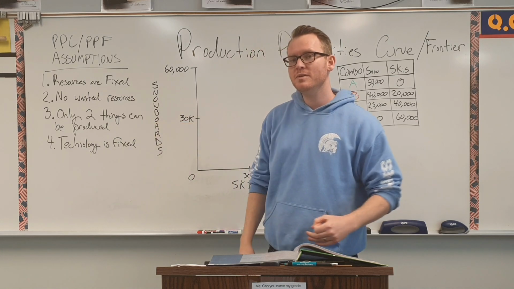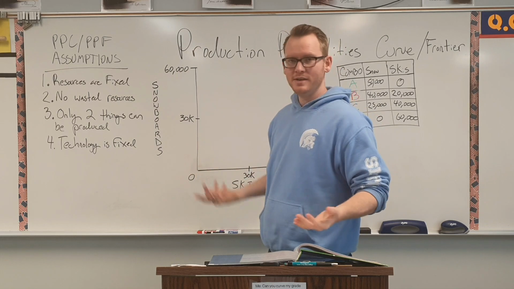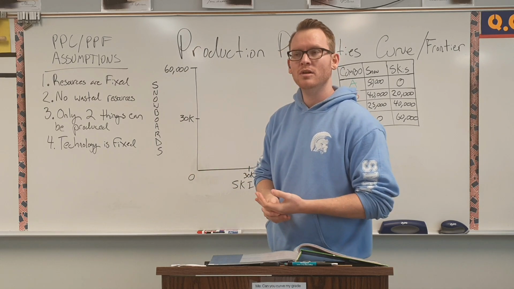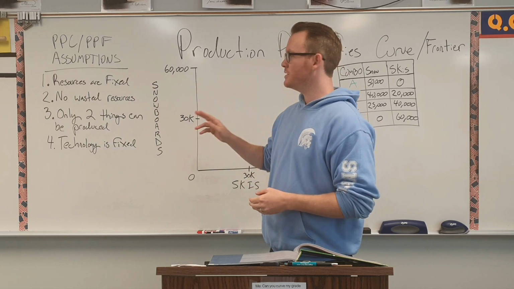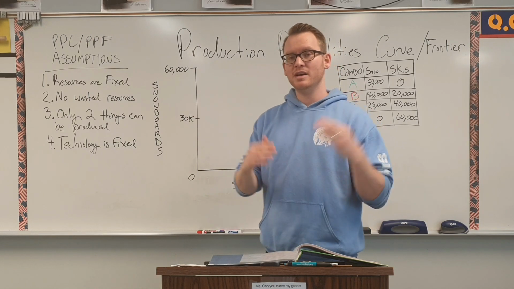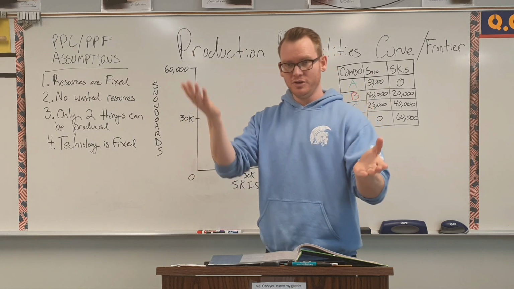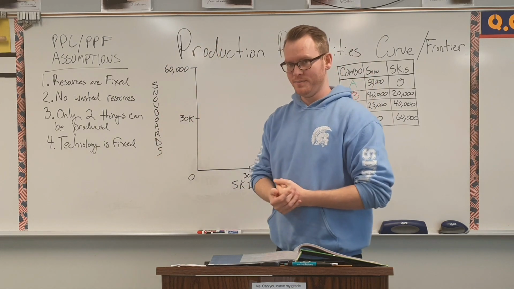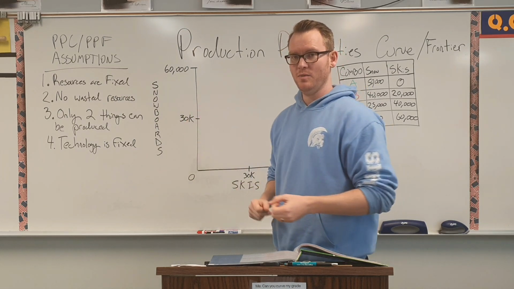Another assumption we make is only two things can be produced. Obviously, there are factories and farms and things in the world where you produce many things. The reason that there's only two things that can be produced is because this is, again, illustrating opportunity costs and trade-offs. So you're trading really one thing for another. So we're operating under the assumption that there's only two things that we're producing.